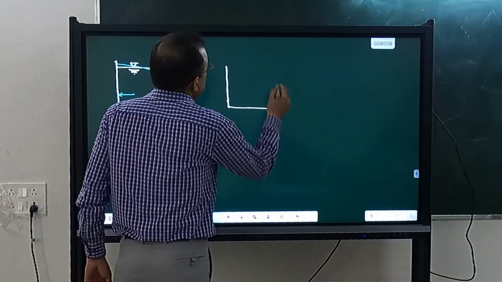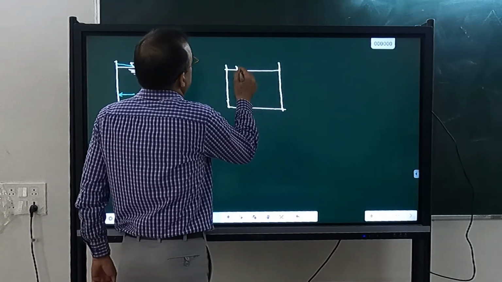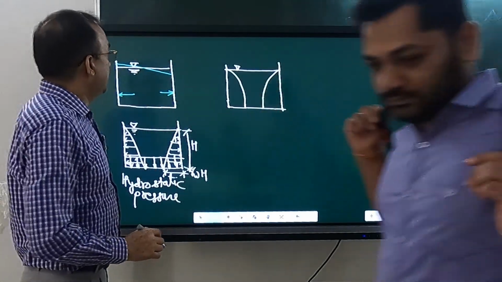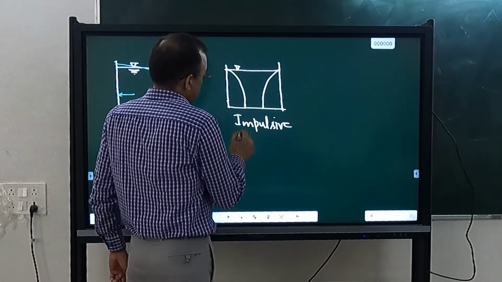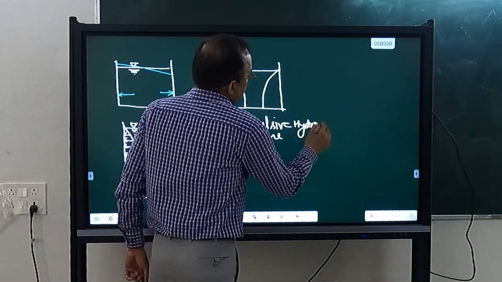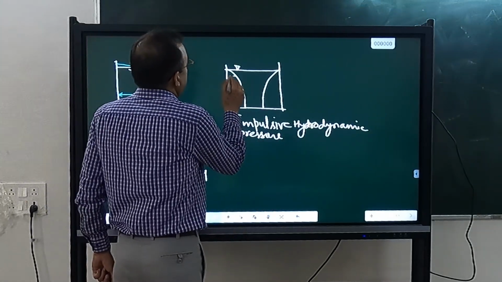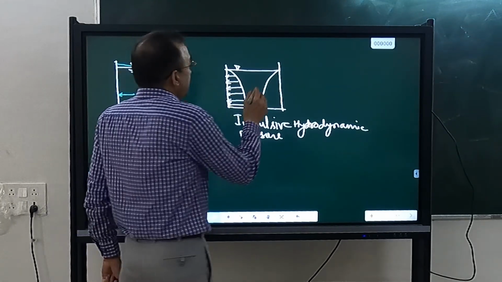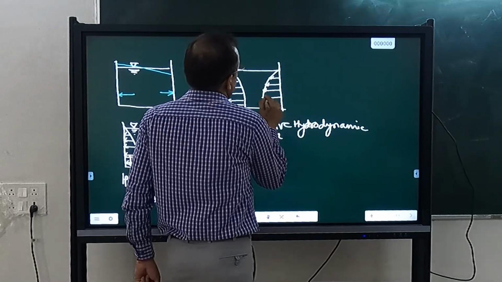dynamic condition? Two types of pressures are there. Okay, this is the impulsive component of hydrodynamic pressure, and it will be acting outward. That means it will be pressure on one wall and it will be suction on the other.